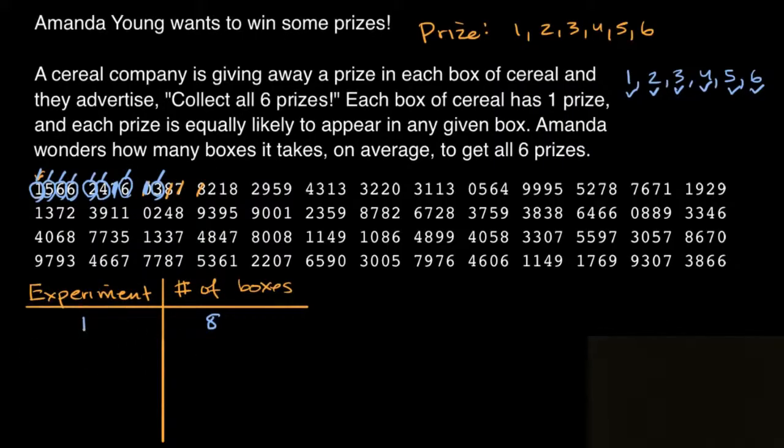Let's do another experiment, because this doesn't tell us that on average she would expect 8 boxes. This just meant that on this first experiment it took 8 boxes. If you want to figure out on average, you want to do many experiments. And the more experiments you do, the more likely that your average is going to predict what it actually takes on average to get all 6 prizes. So now let's do our second experiment. And remember, it's important that these are truly random numbers.